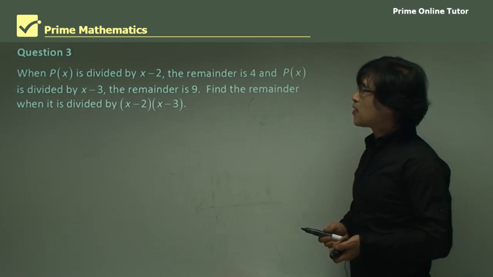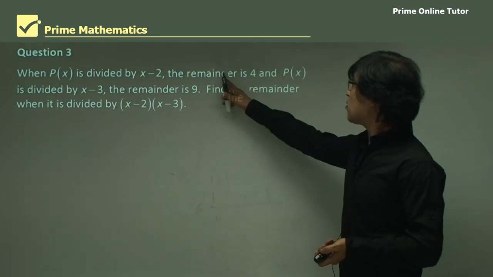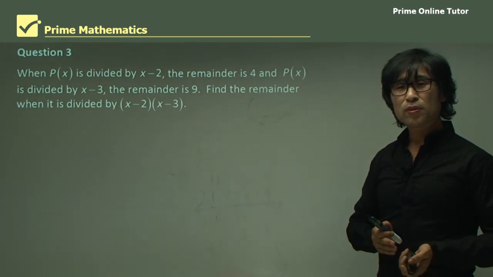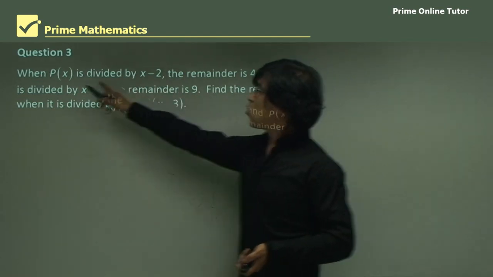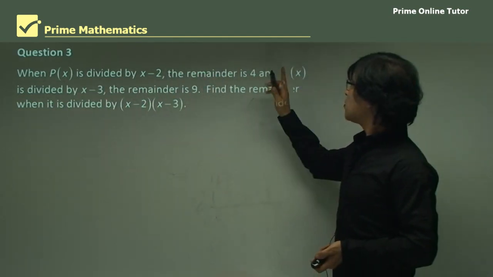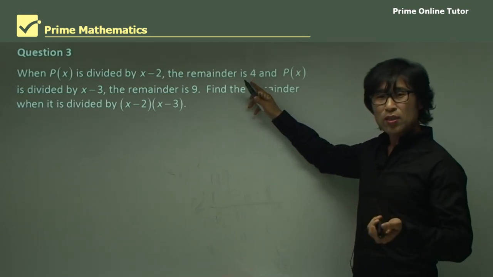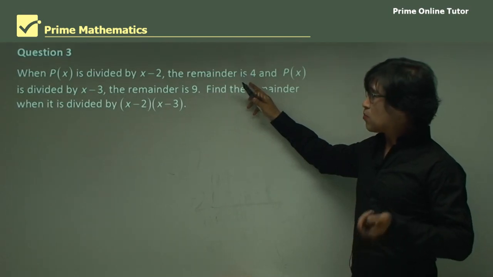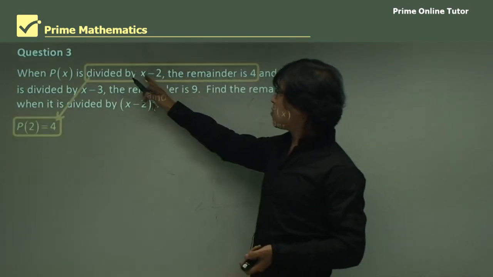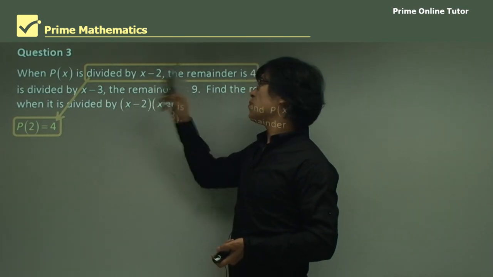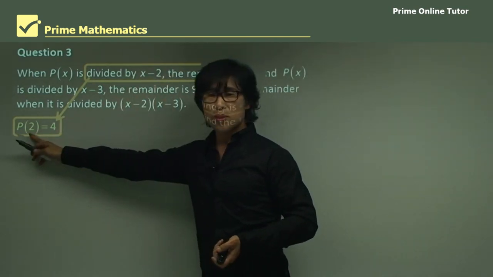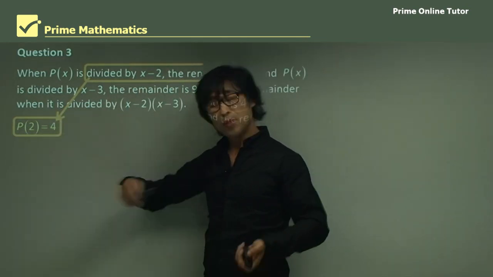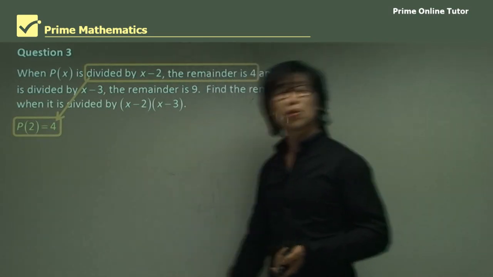When a polynomial p(x) is divided by x minus 2, then the remainder is 4. Okay, you must do something from this point. When it divides the polynomial by x minus 2 and the remainder is 4, that's the typical usage of the remainder theorem. What do you want to write? You must write like this one. When it is divided by x minus 2, which means when you substitute x equals 2 into the polynomial, the remainder must be 4. You must write this. No matter whether this is being used later on, you must write it. Okay, no choice.